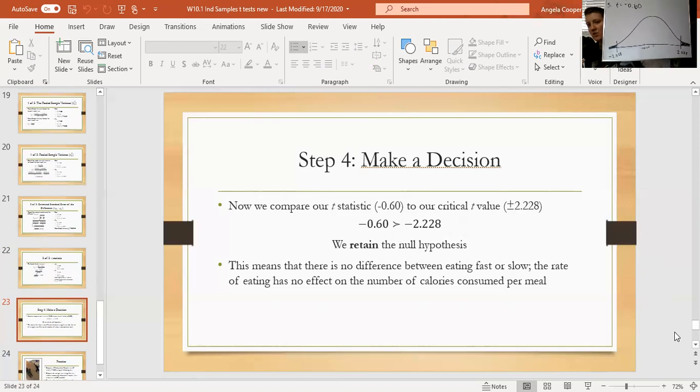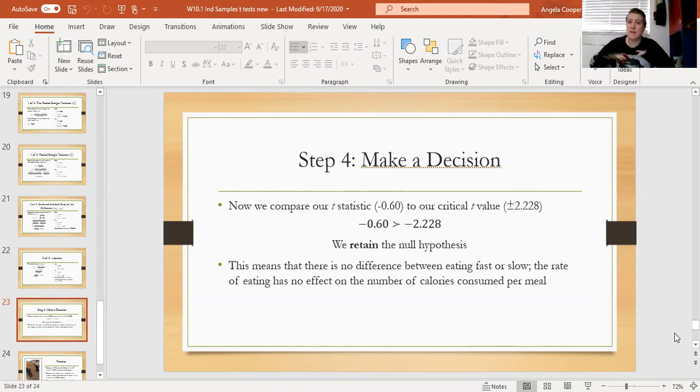Again, if it's greater than positive 2.228 or less than negative 2.228, that's going to be a significant difference, or we're going to reject the null. That's not the case, though. It was right smack dab in the middle. So we would retain the null hypothesis.